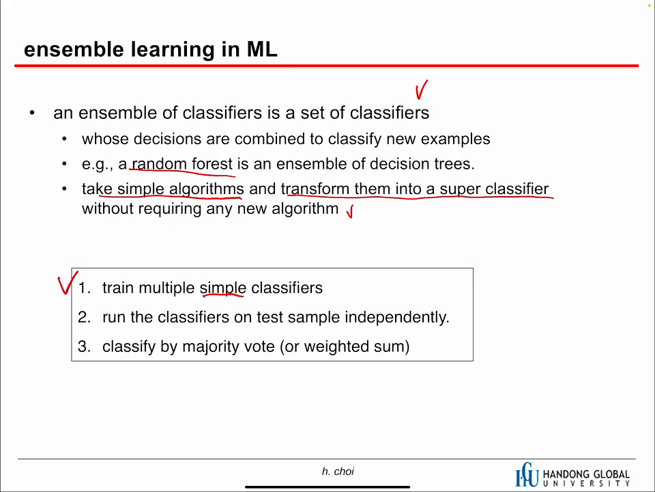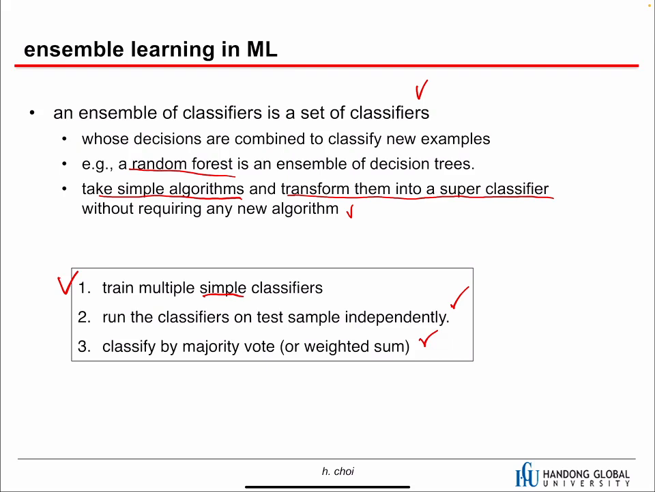Okay, so if you have one classifier, then you can make more classifiers. And then we run the classifiers and test the sample independently. Okay, we can run all these classifiers in parallel, and then classify by majority or weighted sum. It depends on the problem.